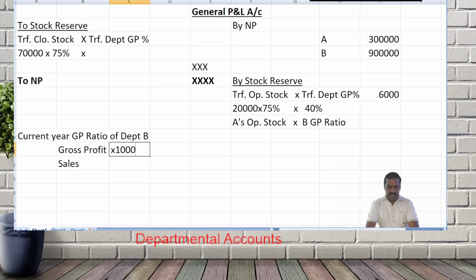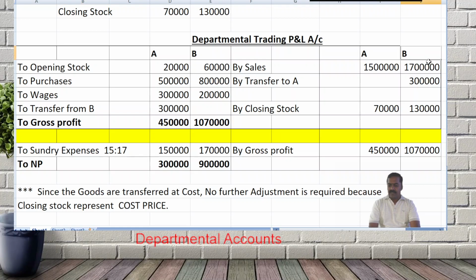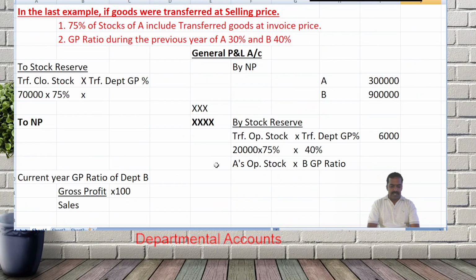But in the problem, is the profit earned only on external sales? Does B make profit only for external sales or internal transfer also? Internal transfer also. So GP ratio is nothing but gross profit divided by sales plus transfer into 100. So what is the gross profit? 10,70,000 divided by what is the sales? 17 lakhs plus transfer 3 lakhs into 100.